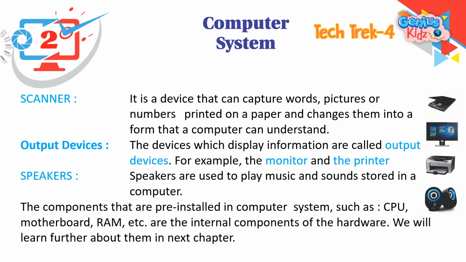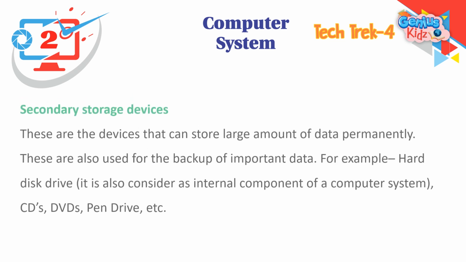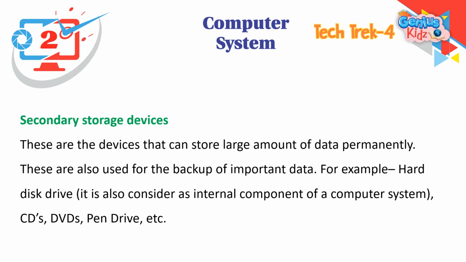The components that are pre-installed in computer system, such as CPU, motherboard, RAM, etc., are the internal components of the hardware. We will learn further about them in the next chapter. Secondary storage devices. These are the devices that can store large amount of data permanently. These are also used for the backup of important data. For example, hard disk drive. It is also considered as an internal component of a computer system. CDs, DVDs, pen drive, etc.